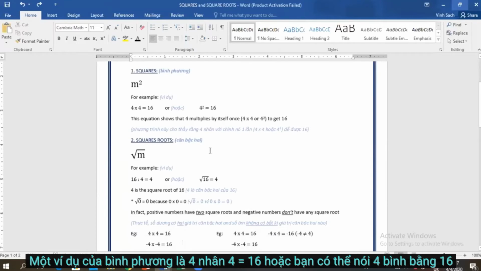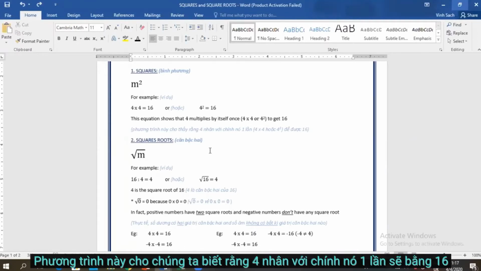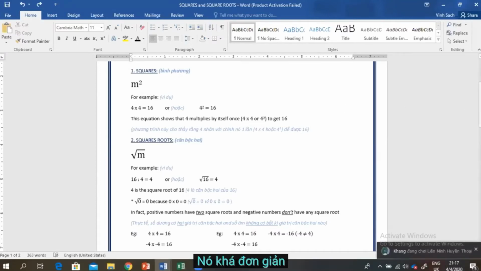This expression is m squared. For example, we have 4 multiplied by 4 is 16, or you can say that 4 squared is 16. This equation shows that 4 multiplies by itself once to get 16. It's very simple.